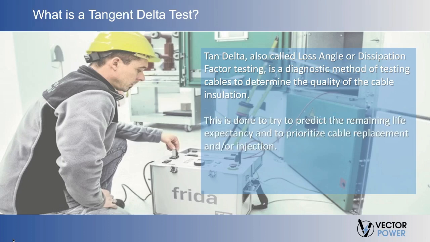Now, this is done to try to predict the remaining life expectancy and to prioritize cable replacement and/or possibly rejuvenation through silicon injection. It is also useful for determining what other tests might be worthwhile in order to predict overall health and condition and reliability of the cables.